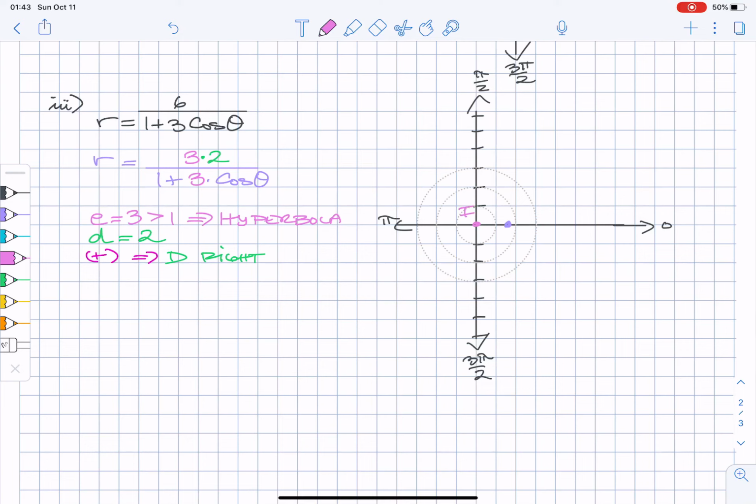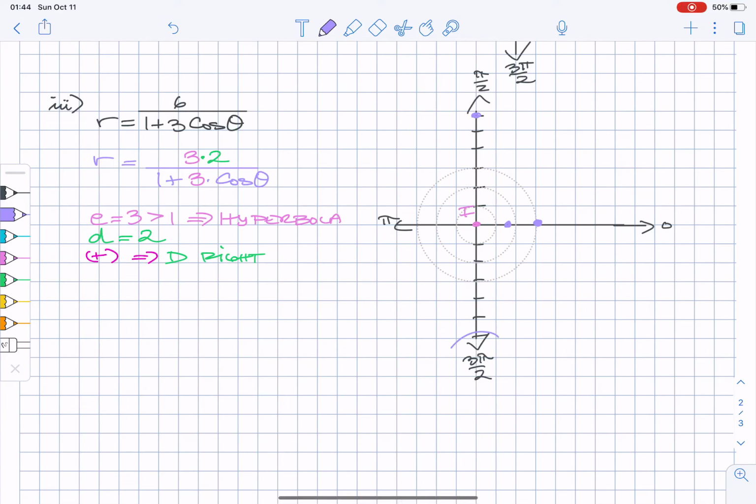Okay, so now let's go to pi over 2. Cosine of pi over 2 is 0, so 1, 2, 3, 4, 5, 6. My radius is 6. Now let's go to pi. Cosine of pi is -1. So that'll be 6 over -2, so that's a -3. So in the direction of pi, I now have to go negative, which means I go 1, 2, 3 to the right.